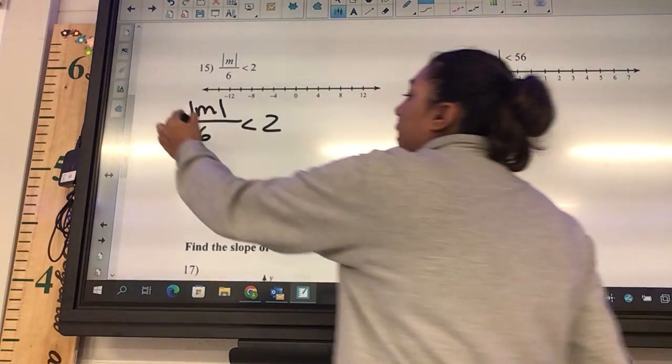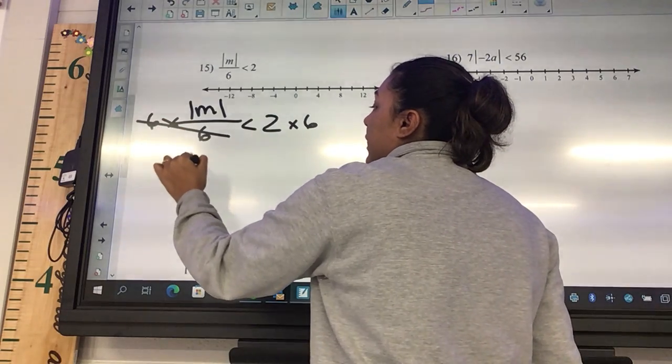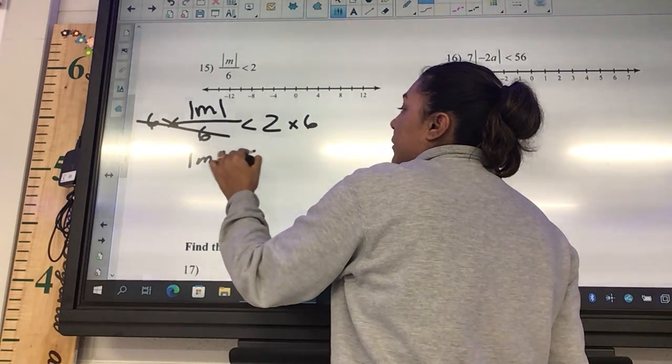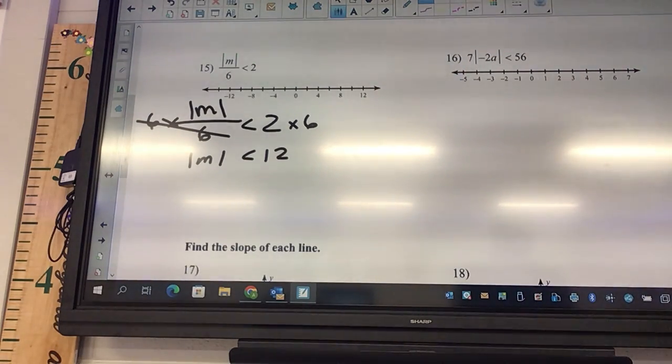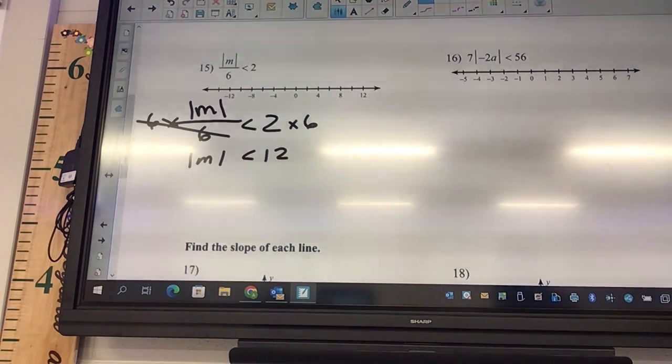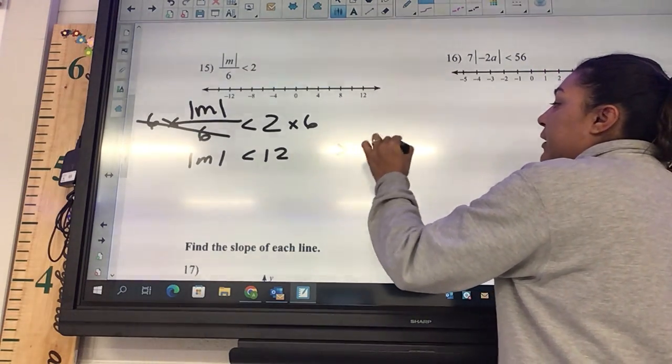We're going to multiply. So we say times 6, times 6. So I got the bars with the m, and it's going to be 12. Now, are the bars all by themselves? Yes, so now we can flip it and make it a negative.